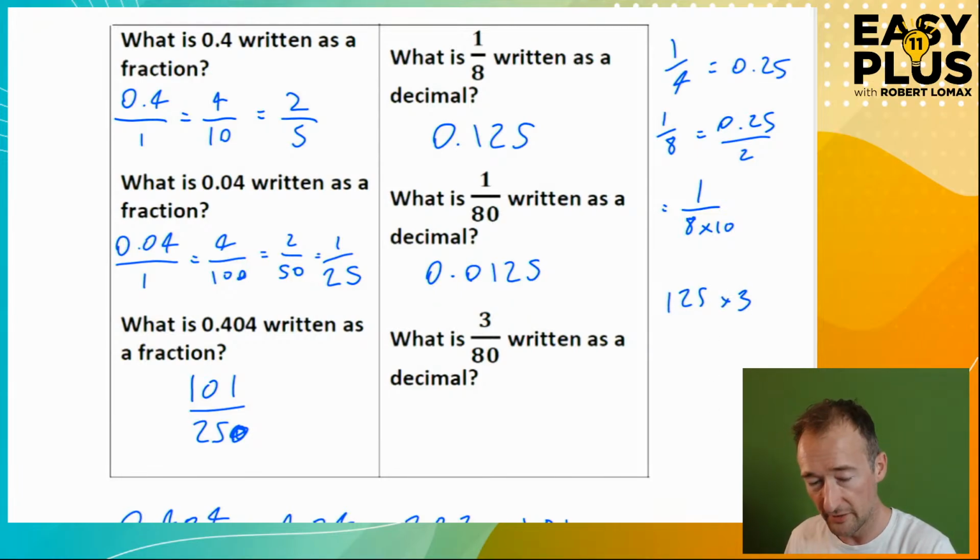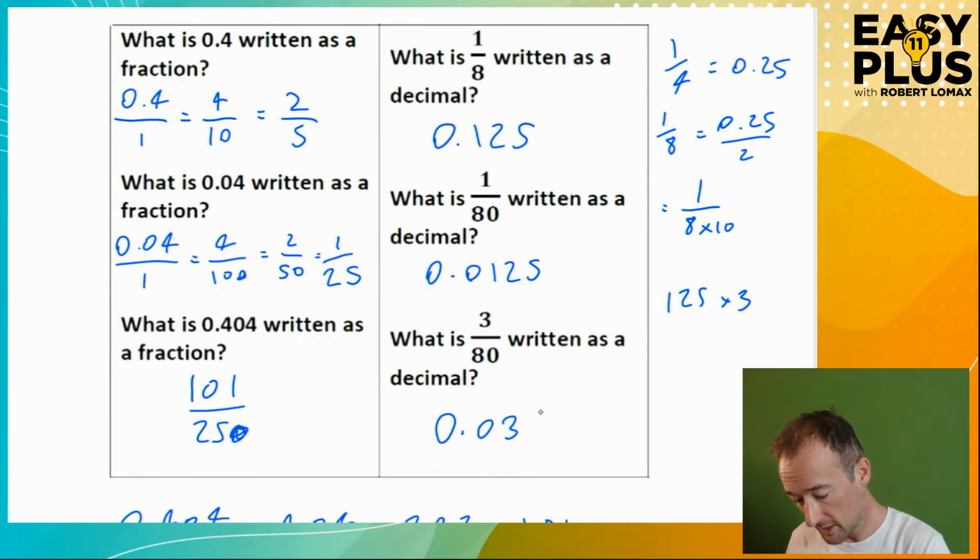Well, we can do it as a column multiplication, but you can also quite easily do this mentally. 125 times 2, 250. Add another 125, 375. So it's going to be 0.0375. It's this here multiplied by 3.